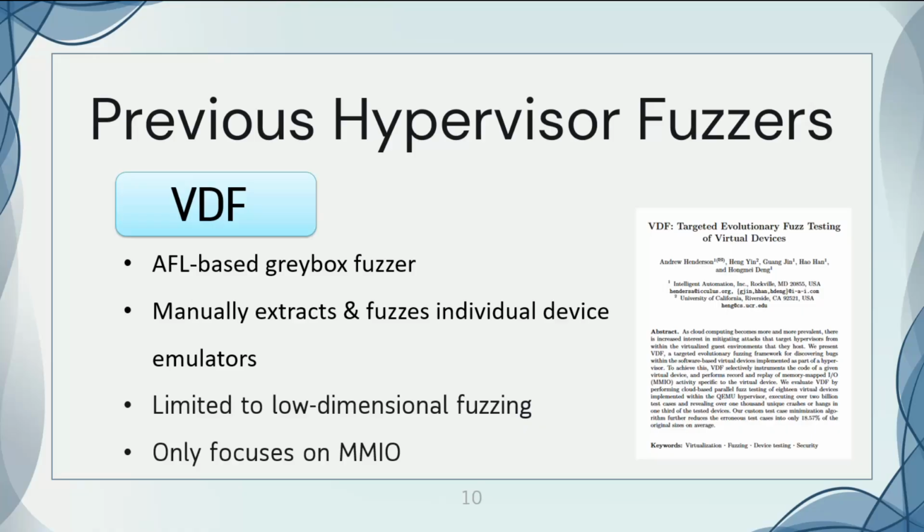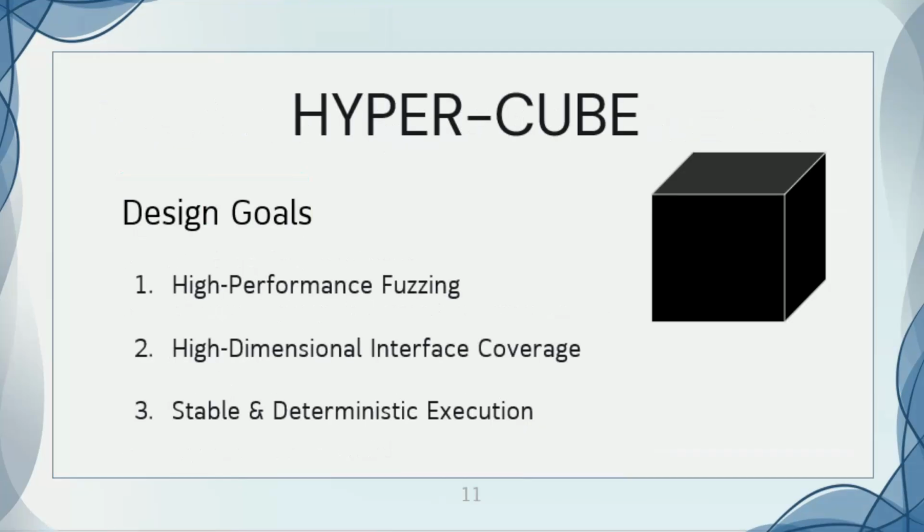two limitations. First, it tests devices in isolation, meaning it doesn't exploit sequences across multiple interfaces, what I was talking about earlier. And second, it does require manual extraction of each device, which limits scalability. So this is what the state-of-the-art hypervisor fuzzer was like when the paper was written. And this leads us to the topic of the paper, where they created a new hypervisor fuzzer called Hypercube.